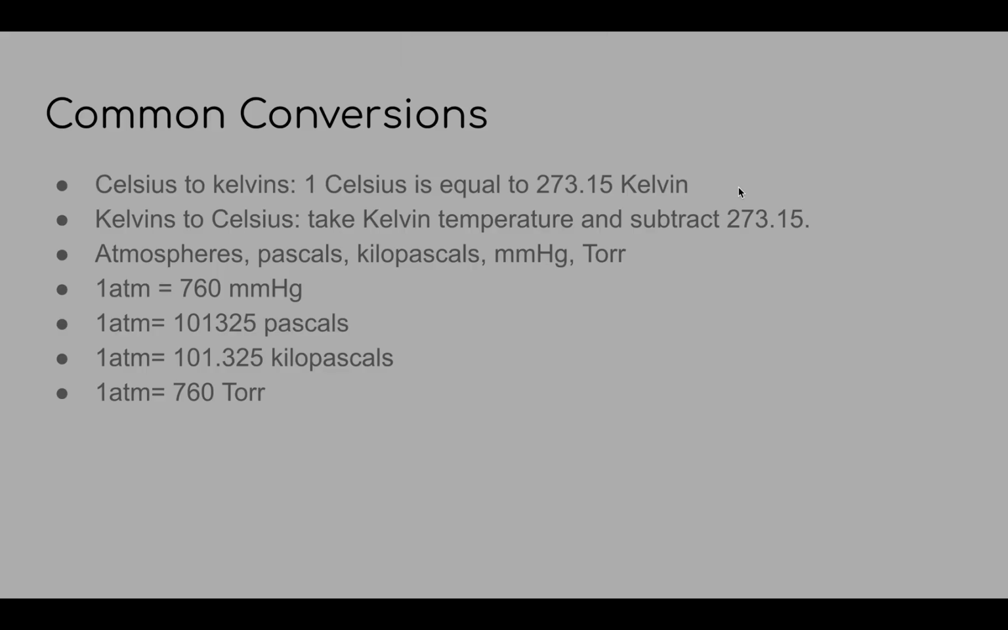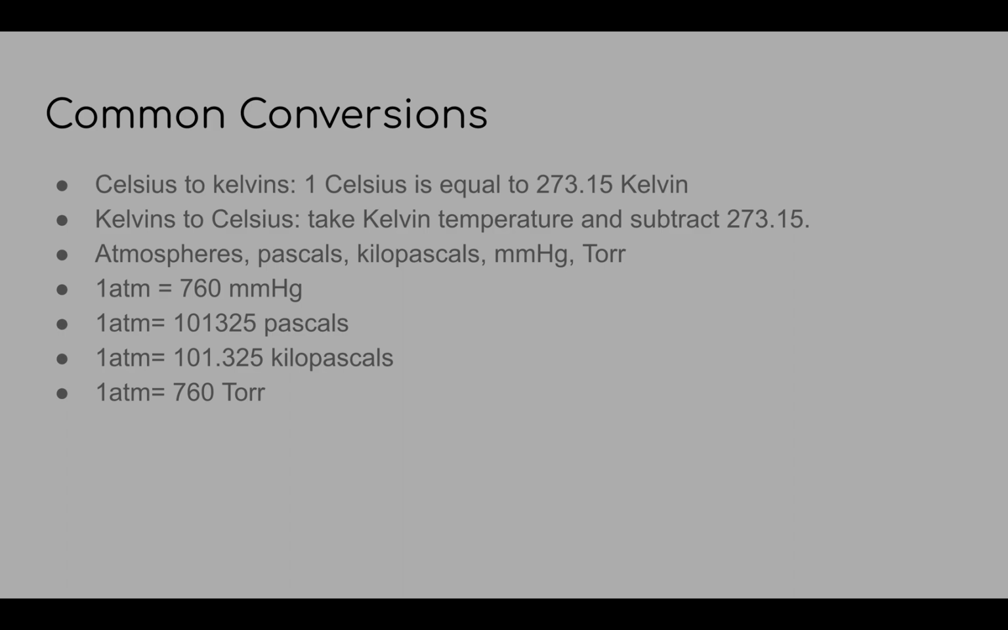So the common conversions: to go from Celsius to kelvins, you add 273.15, and that's how you get kelvins. And to go from kelvins to Celsius, you subtract 273.15. And these are the conversions to get atmospheres from pascals, kilopascals, millimeters of mercury, and torr.